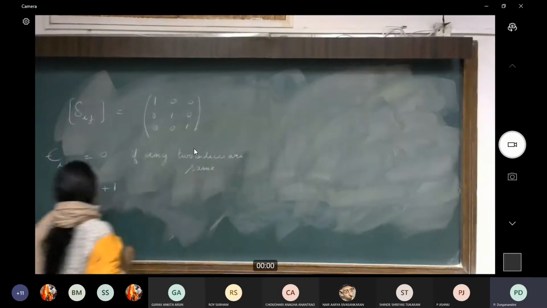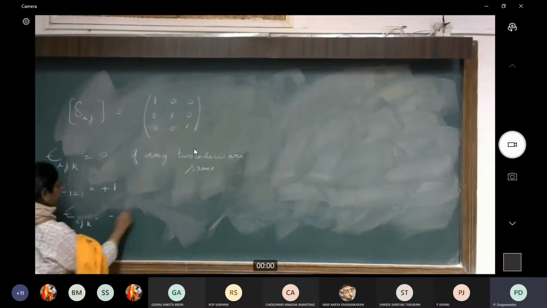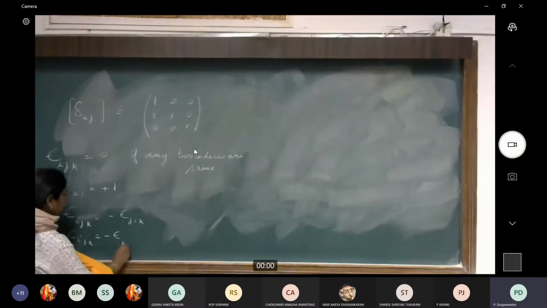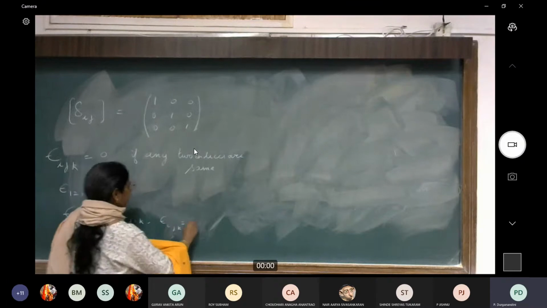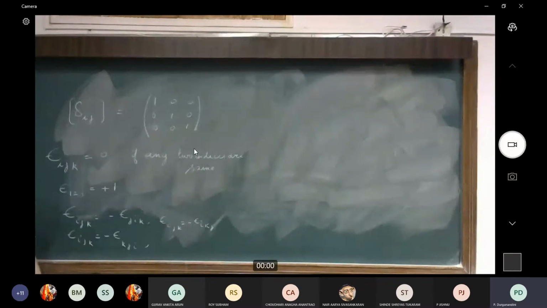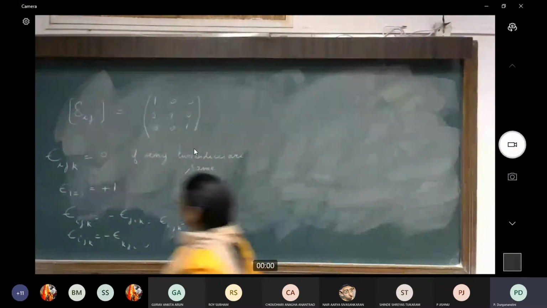And from the definition of epsilon ijk, you can also see that epsilon ijk is equal to minus epsilon jik. That means if I exchange the first two indices, then it's antisymmetric. In fact, if I exchange any two indices of ijk, it is antisymmetric. Here I have exchanged the first and the third. And similarly, epsilon ijk will be equal to minus epsilon ikj. So this goes by the definition. So this is actually sometimes called a totally antisymmetric object.